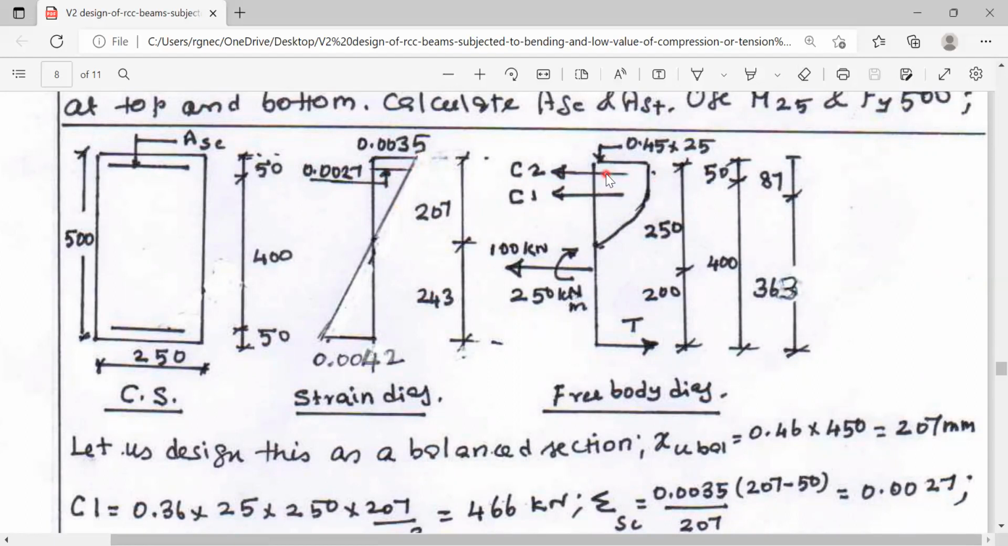We are designing this as a balanced section. It is very easy to arrive at a formula for ASC and AST, and that has been given in this blog material, which is available for free download in my website rgnsite.wordpress.com. That formula is derived and it is given in this blog material, which is available in the website rgnsite.wordpress.com.